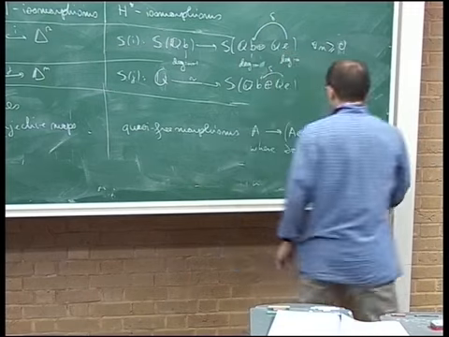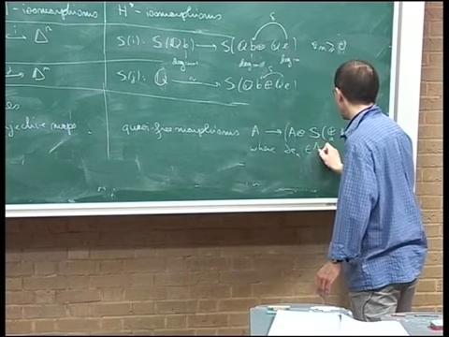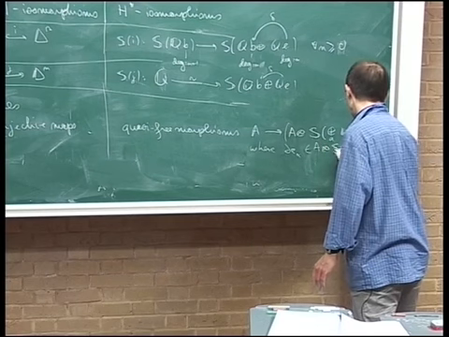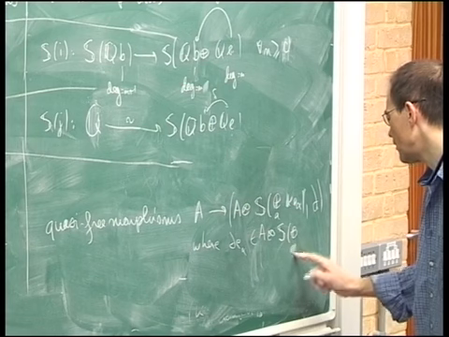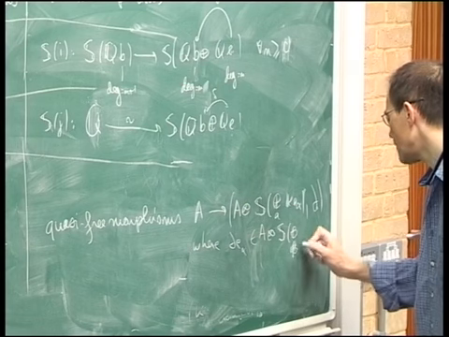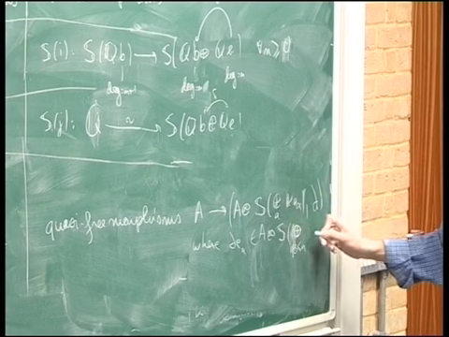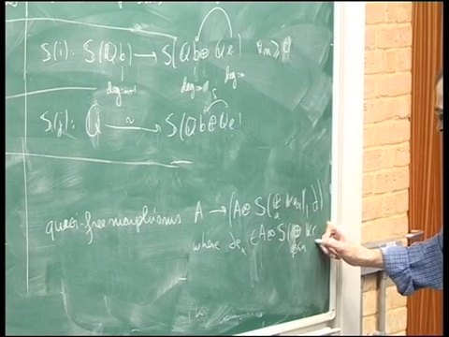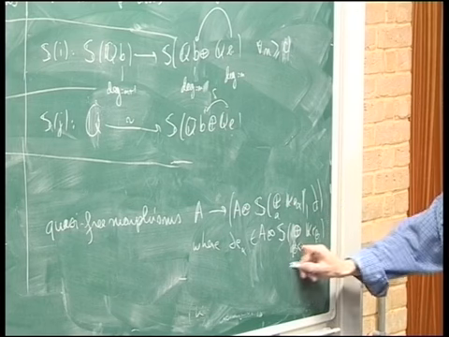It's the cell attachment process. So D alpha has to belong to A tensor the symmetric algebra generated by the elements beta which are lower than alpha with respect to a fixed filtration. So you don't have to forget this condition.